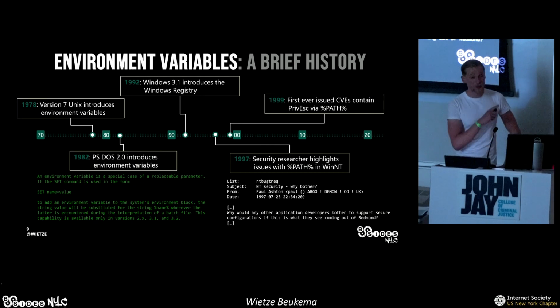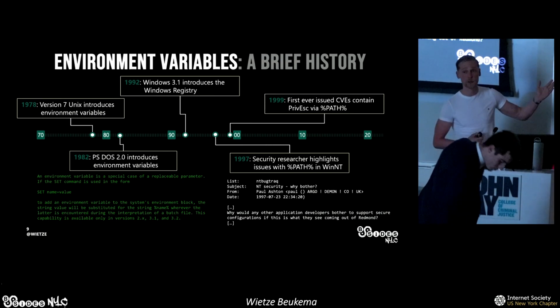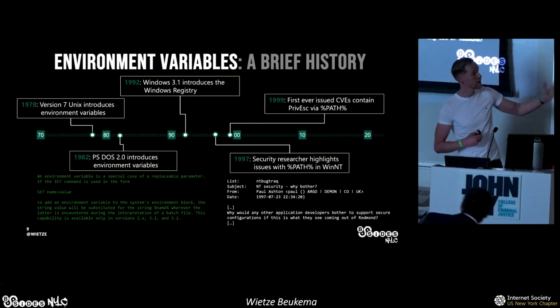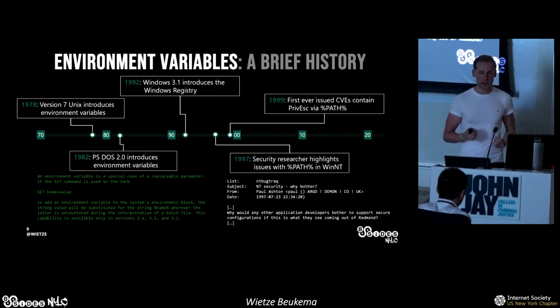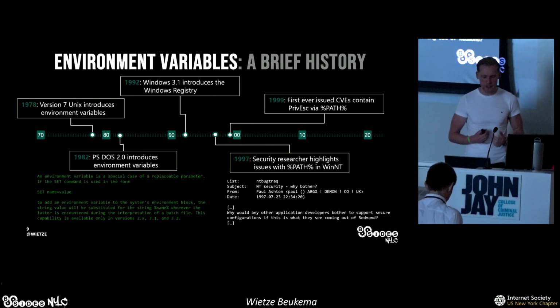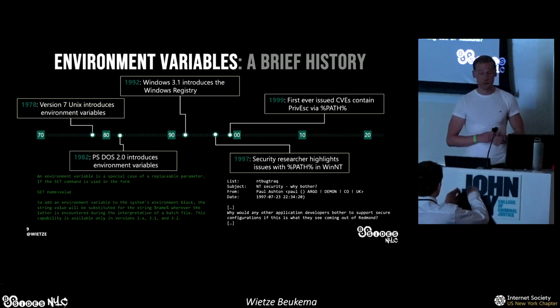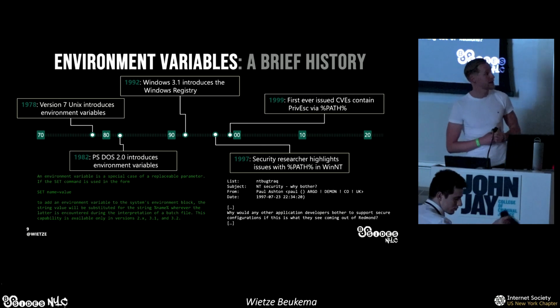And what we see ever since is that the environment variables somehow always end up in CVEs and causing vulnerabilities. You might have heard of this path environment variable. I'm not really going to talk about it today, but in the past it has caused lots of trouble. This is something I found on a message board. It's the oldest I could find, 1997. Someone complaining about how this works and how Microsoft is unwilling to change something about it. And he writes in frustration, why would any other application developer bother to support secure configurations if this is what they see coming out of Redmond? Well, we'll see later what the people in Redmond did.